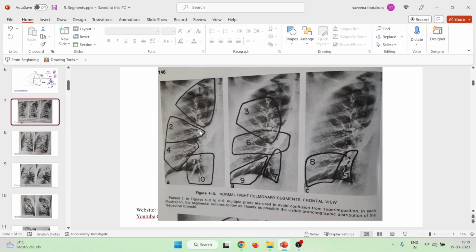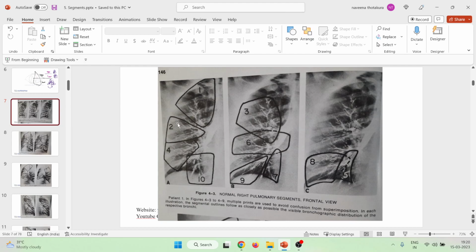In the middle lobe, we have medial, which is 5. Sorry, 4 is lateral, and this is medial. So in the middle lobe, we have medial, which is actually 5, and we have lateral, which is seen here. Then we have the lower lobe. Most of the lower lobe is present posteriorly, behind the middle lobe.